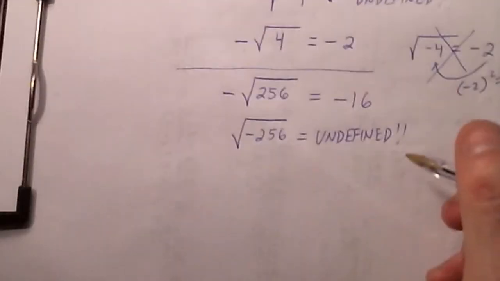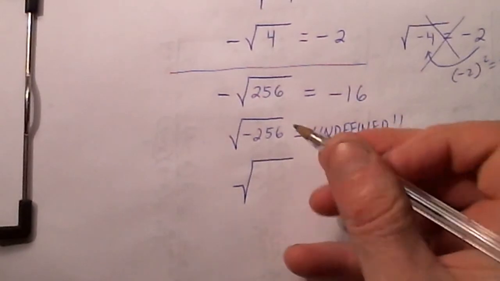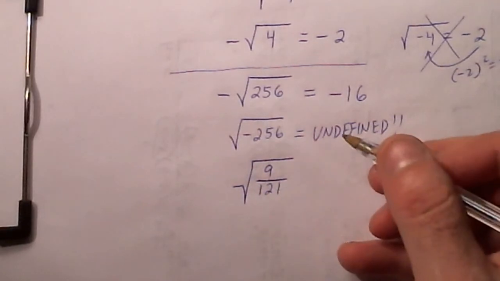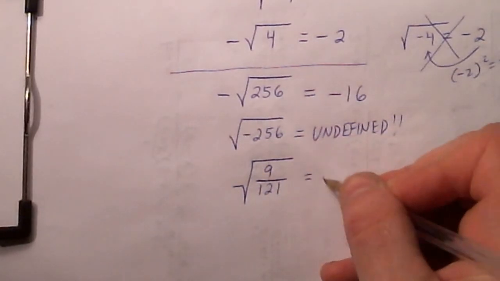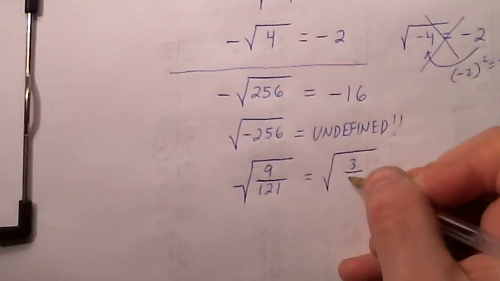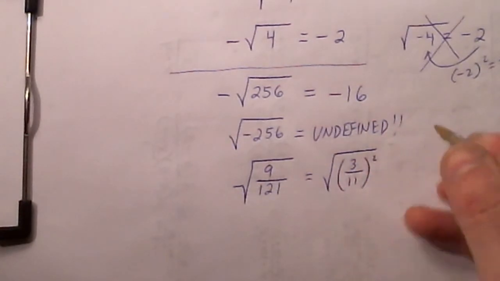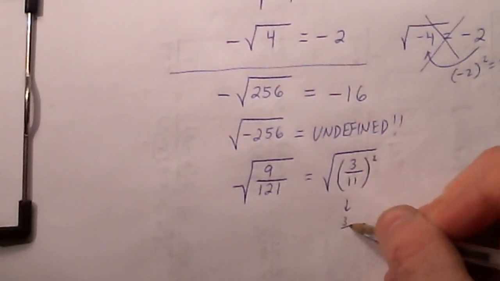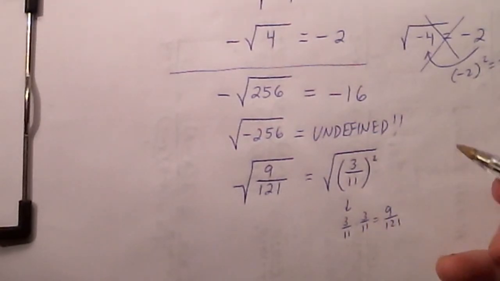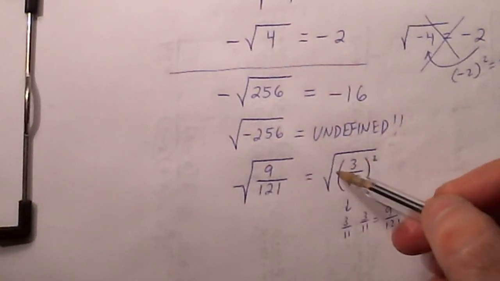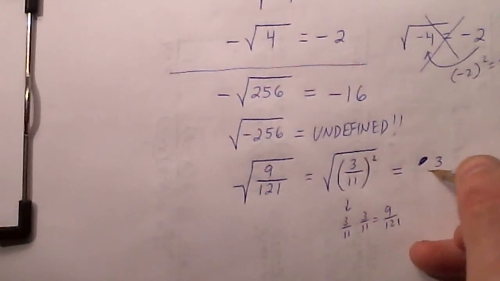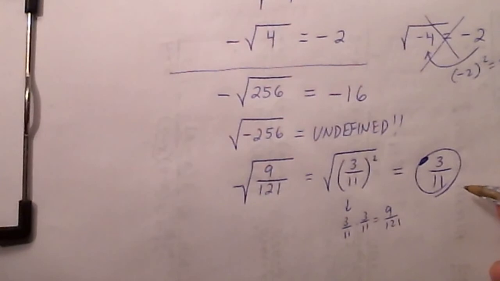Not a real number. Could you have fractions underneath square roots? The answer is certainly. If I have the square root of 9 over 121, well, notice, ladies and gentlemen, after a little thought, 9 over 121 is really the fraction of 3 over 11 squared. Because 3 11ths times 3 11ths is 9 over 121. So the square root of 9 over 121, which is really the square root of 3 11ths squared, simplifies down to just 3 11ths. That'd be your answer, 3 11ths.